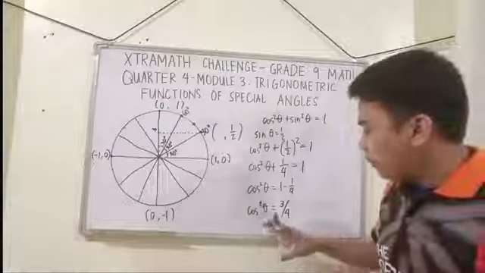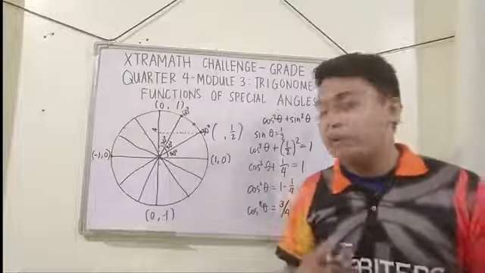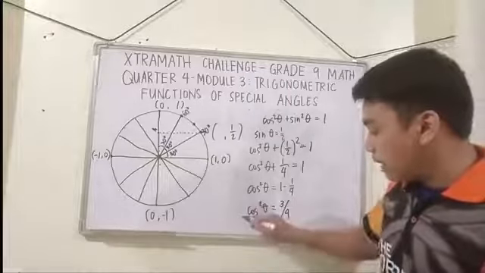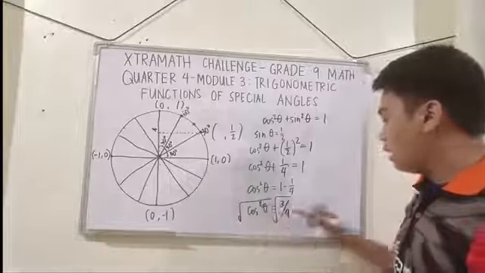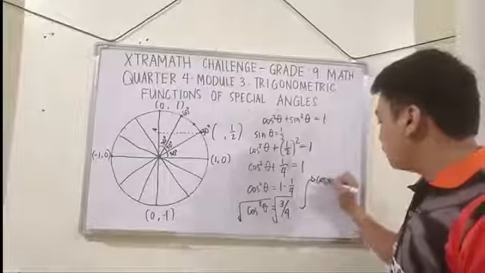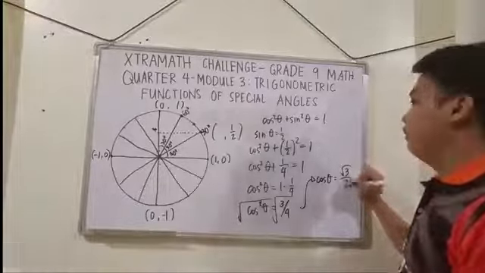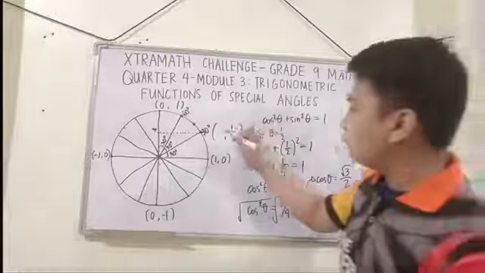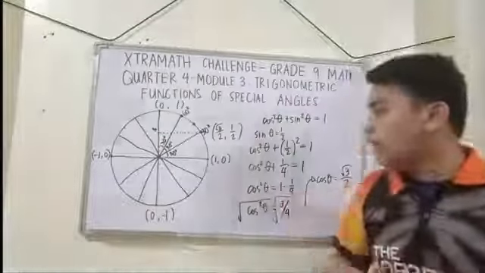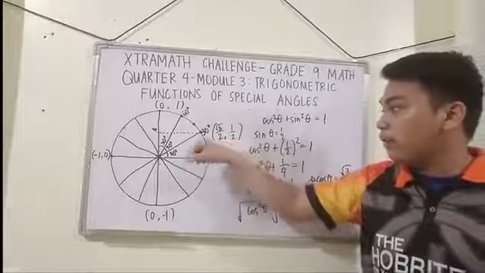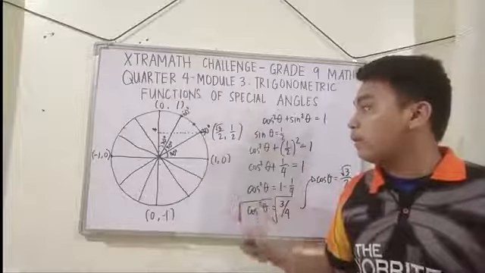Now, since this is cosine squared theta, to find the value of cosine theta, we are going to take the square root of both sides. So taking the square roots of both sides, we have square root of cosine squared theta is equal to cosine theta. And the square root of 3/4 is equal to square root of 3 over 2. That means that the x-coordinate of this point is equal to square root of 3 over 2. Okay? So the coordinate of this point, or the coordinate of the 30 degrees, is square root of 3 over 2, 1/2.